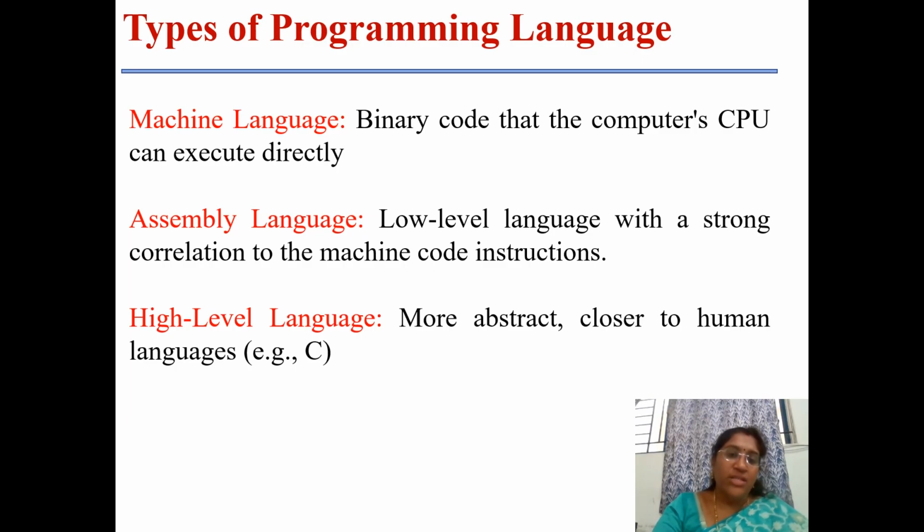High-level languages are more abstract and easier to understand, resembling human language. High-level languages like C allow programmers to write complex programs efficiently and are generally portable across different systems.